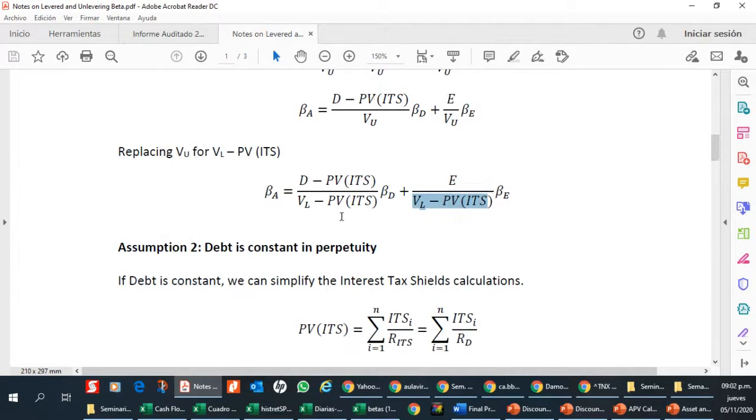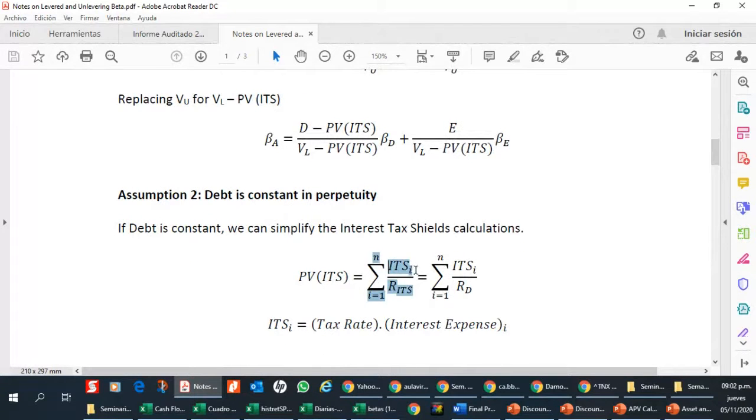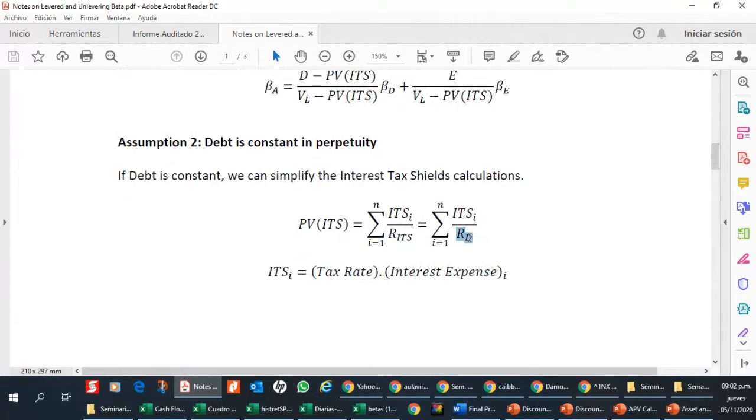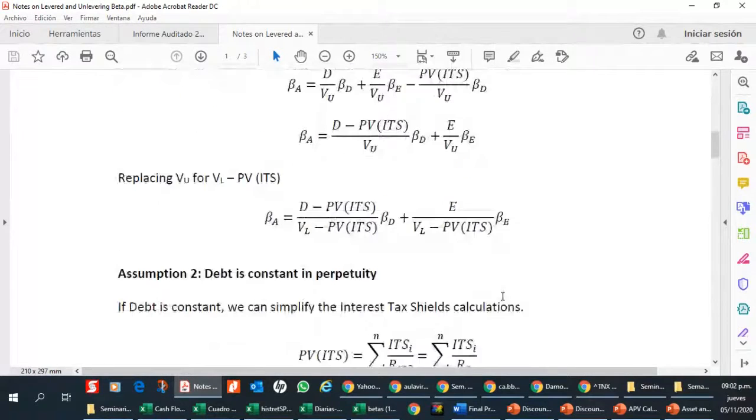If we, on top of that, assume that the debt is constant in perpetuity, we are going to be capable of simplifying that present value of interest taxes. Remember, the interest taxes that we have here are going to be divided by the required return on interest taxes. I have said that now the required return on interest taxes equals the required return on debt, because the beta of interest taxes equals the beta of debt.